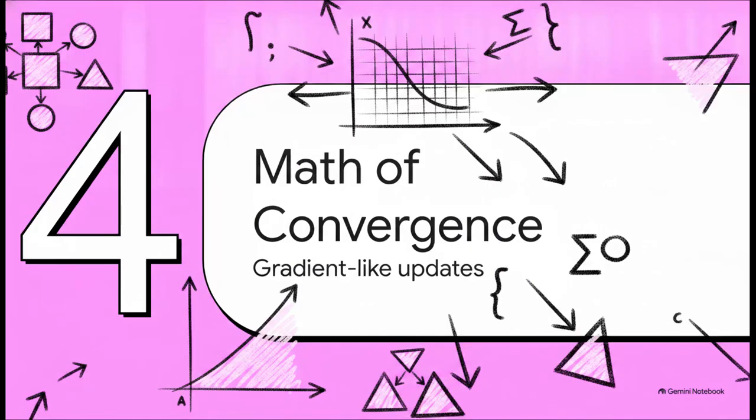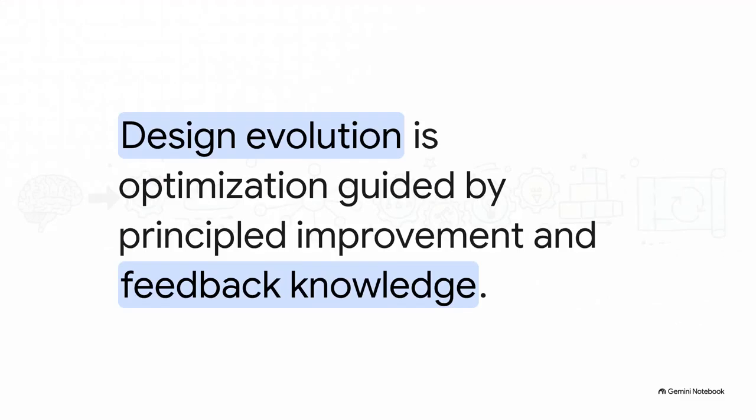Section 4. The math of convergence. Now, if you do this right, design stops feeling like a guessing game and starts acting like a mathematical optimization problem. You're basically treating design like gradient descent.